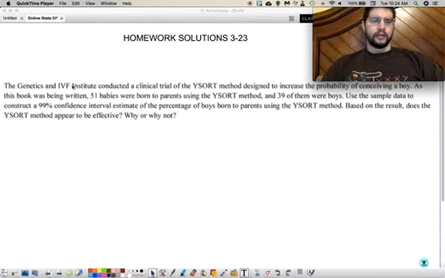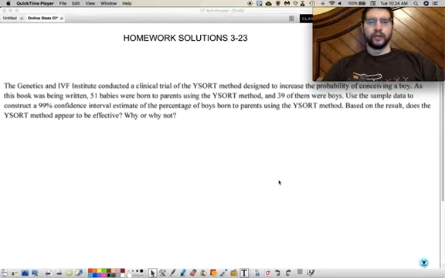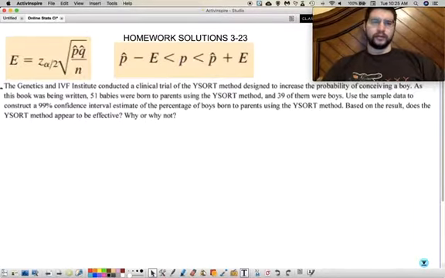So the first one: the Genetics and IVF Institute conducted a clinical trial of the Y-sort method, designed to increase the probability of conceiving a boy. As this book was written, 51 babies were born to parents using the Y-sort method, and 39 were boys. Use the sample data to construct a 99% confidence interval estimate of the percentage of boys born to parents using the Y-sort method. Based on the results, does the Y-sort method appear to be effective? Why or why not? To do that, we're going to look at our formulas.